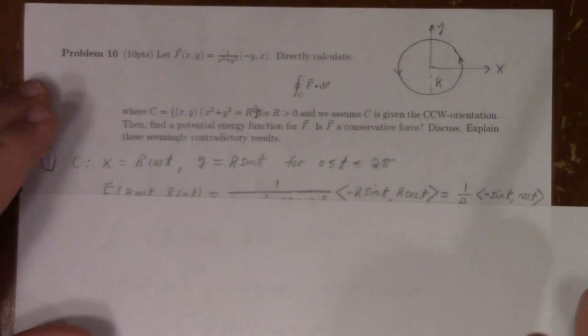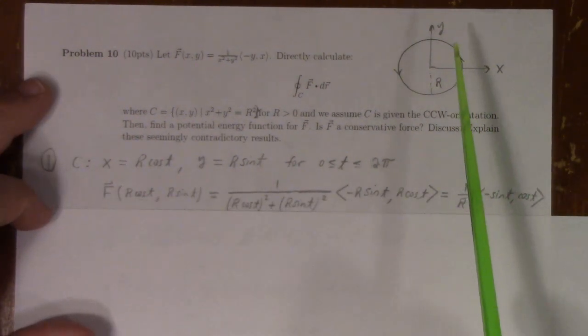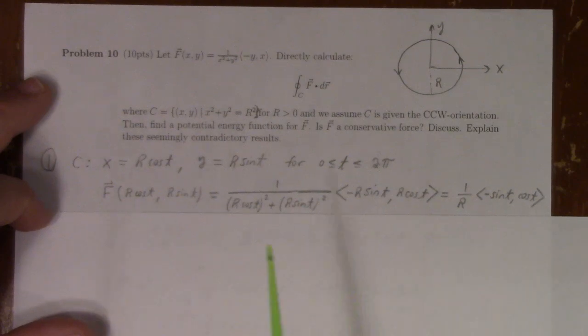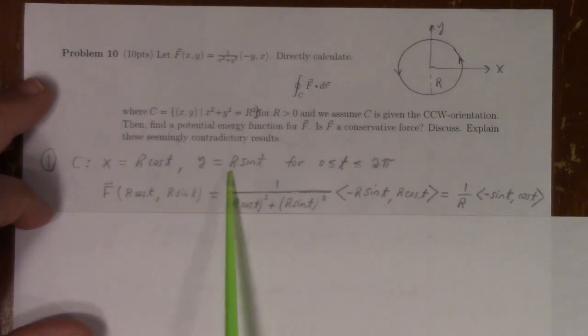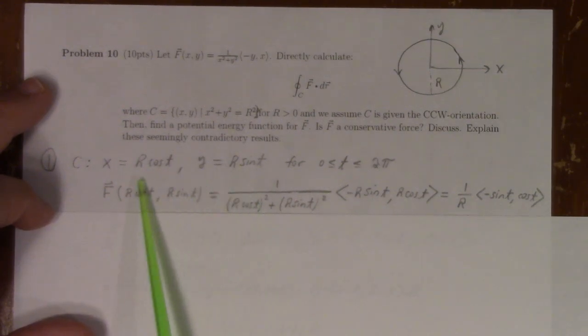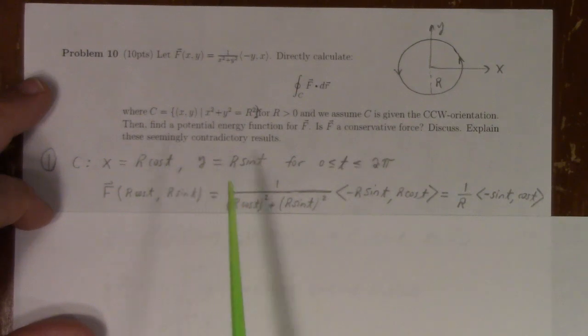So what's the deal? So this is a circle. I think I put on the board for you guys that x is equal to r cosine t and y is equal to r sine t, which is a parameterization of that circle.